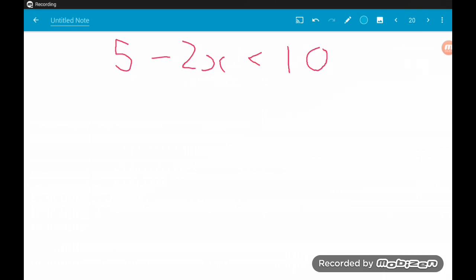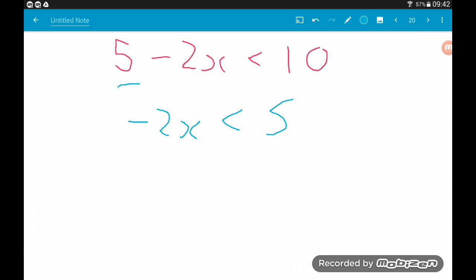Okay, so 5 minus 2x is less than 10. So let's start by moving the 5. To do that, we're going to subtract it. So we would get minus 2x is less than 5. Now, we need to get rid of that -2.